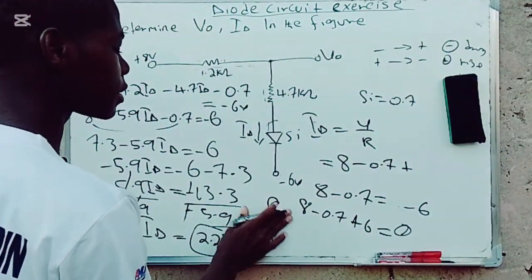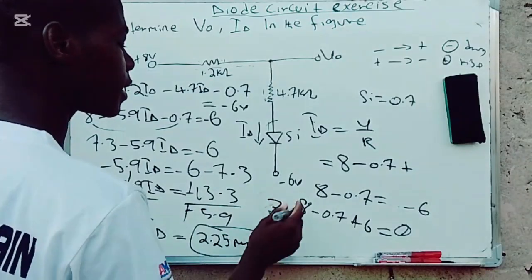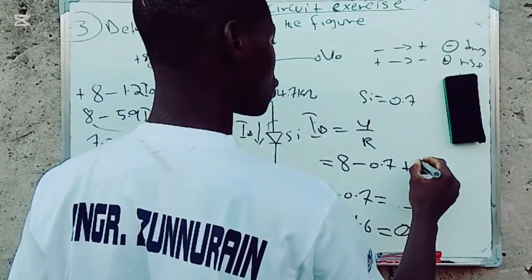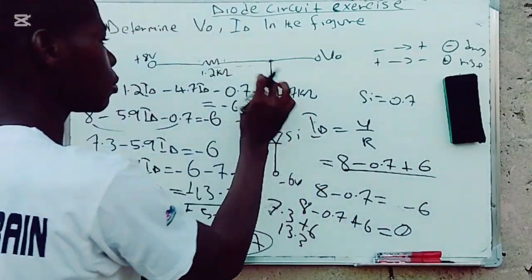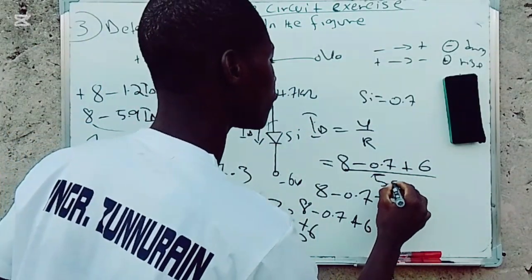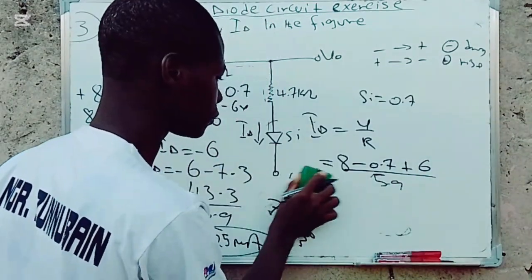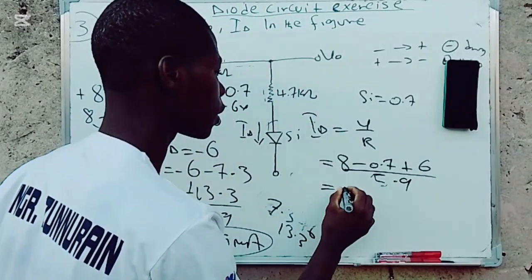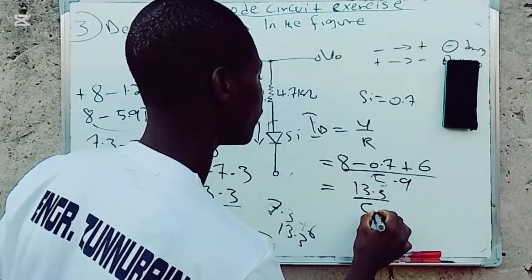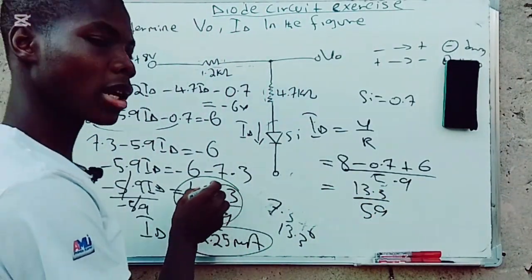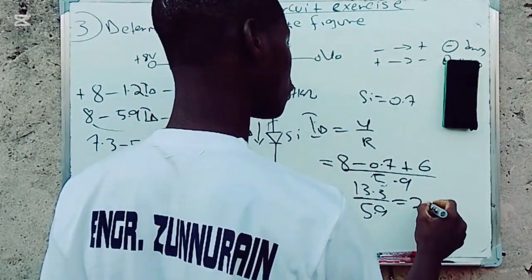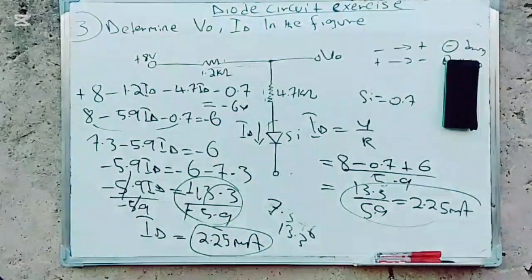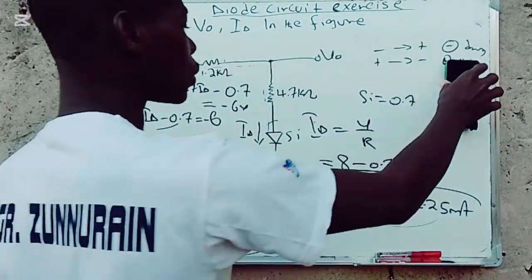If I say this minus this, I will get 7.3. If I say 7.3 plus 6, I will get 13.3, divided by the sum of the resistances, which is 5.9. This is equal to 13.3 divided by 5.9, the same thing as before, so ID equals 2.25 milliamps. So you can use these two ways, as I said in the last video.